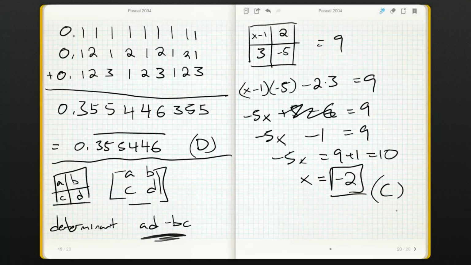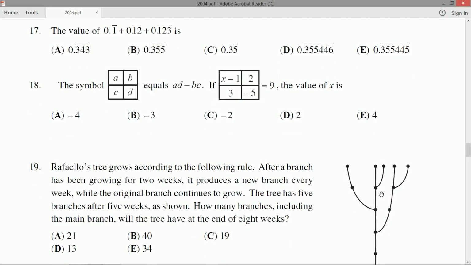So, a good little question, and maybe, just maybe, I've started some of you out there on the path to understanding matrices just a little bit earlier than you normally would. But either way, we can forget all of that and move on to question number 19, which I'll do in the next video.